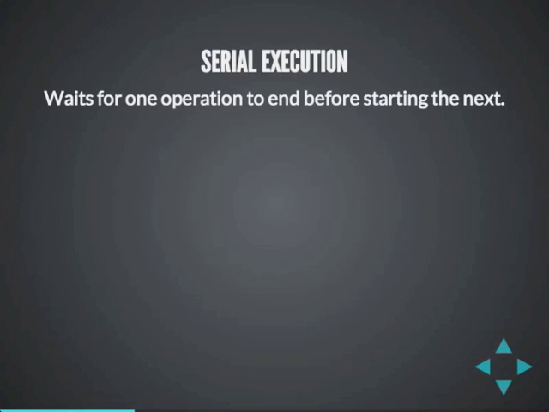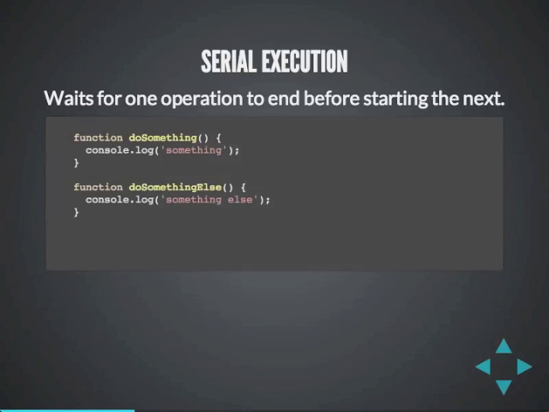So basically, serial execution waits for one operation to end before starting the next. We're just going to do a very simple use case. We have two functions here, one called do something, the other one called do something else. All they do is just print something in the console. Serial basically says you can do something, and then right after that, you can do something else. Pretty easy stuff. And what is printed out is very expected. You have something, something else, in the same order that you called them.